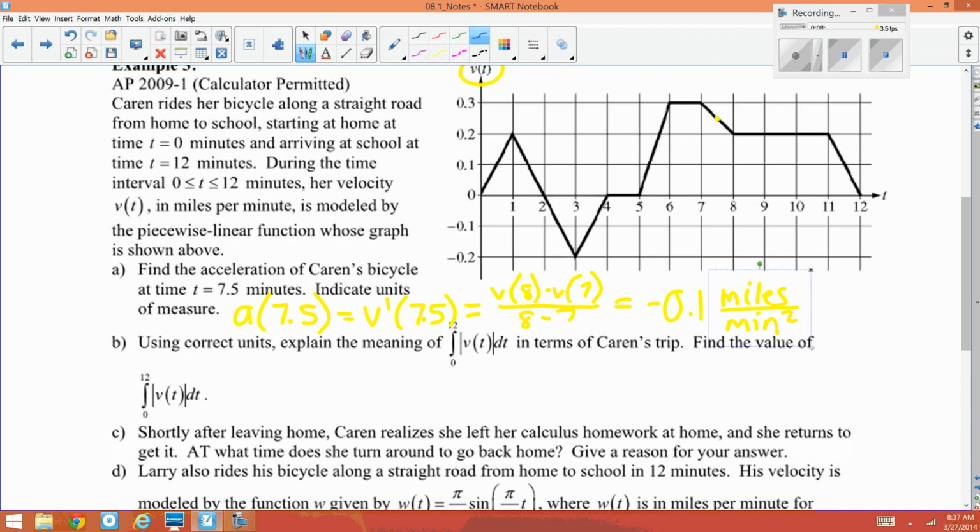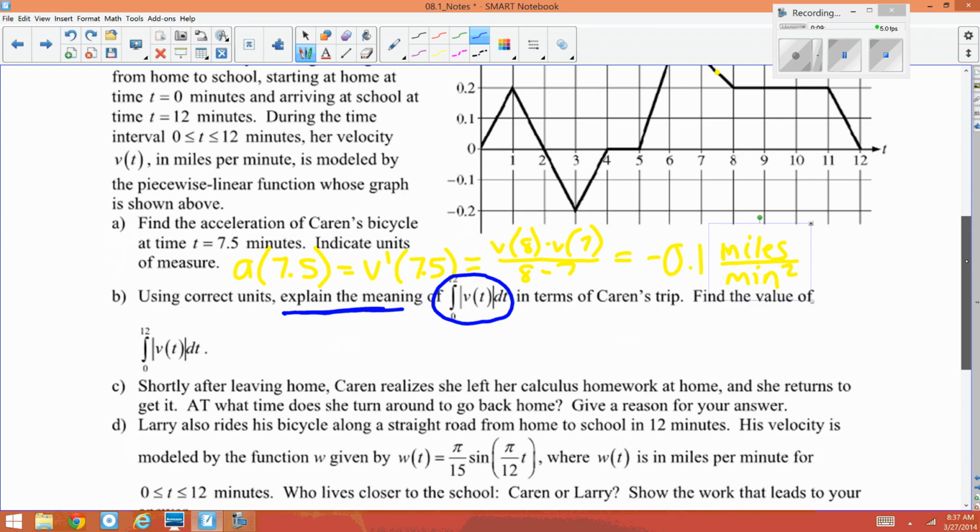This is the hard part that a lot of people have: explain the meaning of something. So this integral, the absolute value, in terms of our trip, it gives us the distance traveled. So we're not taking into account whether these things are negative. Like this part, that means she went backwards. We're still counting that total distance there. So find the value of that.